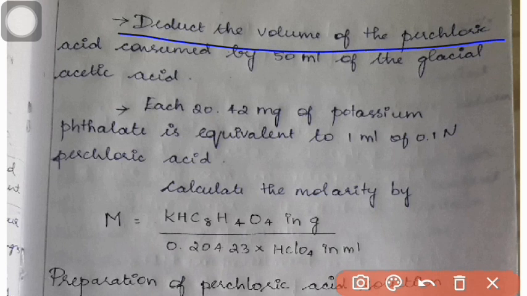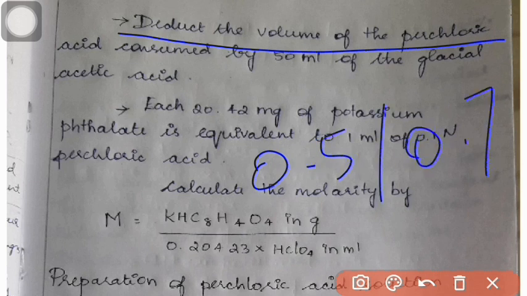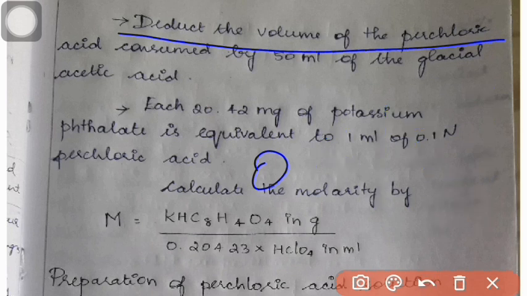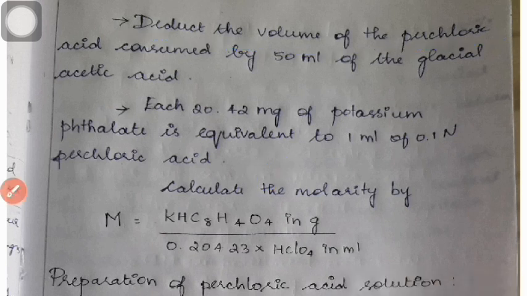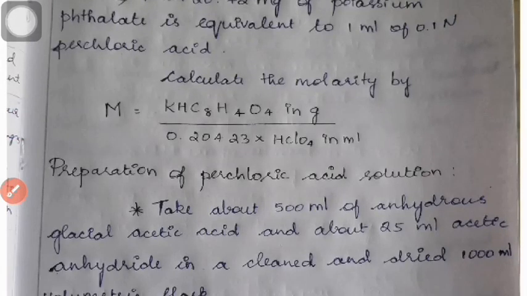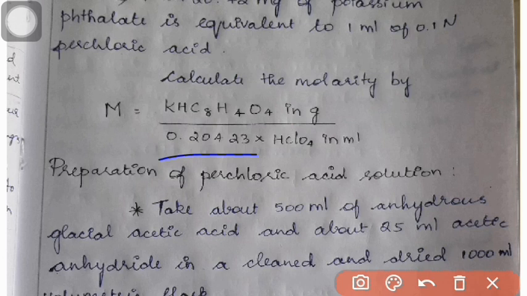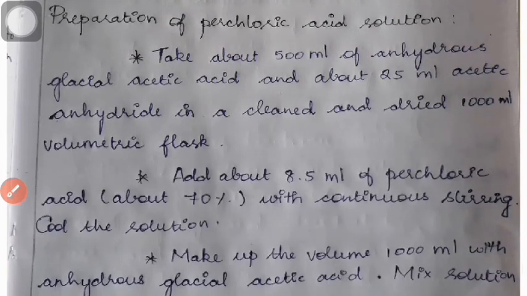The molarity of the perchloric acid is calculated by the amount of weight taken, that is usually 0.5 grams or 0.7 grams. That depends on the procedure and the strength of the perchloric acid. Then it is the molecular weight, equivalent weight factor, and then it is produced. Then comes the preparation of perchloric acid solution.